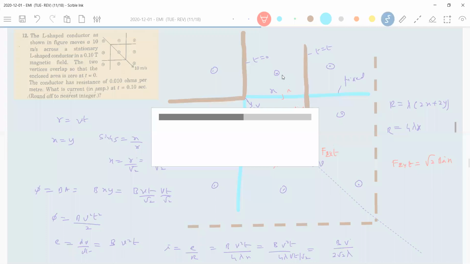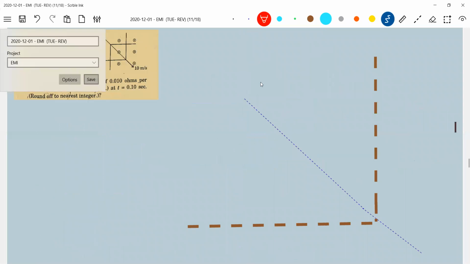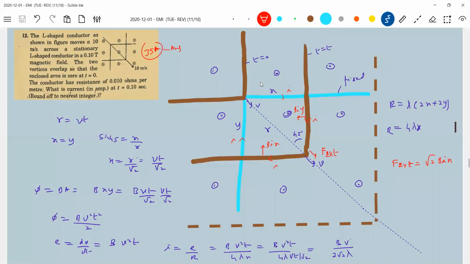Let me take the next question. Sir, 35. Let me check once. Answer 35. Yeah, fine. Nearest integer is 35, sir. Round off to the nearest integer. It will be 35.35. Nearest will be 35.